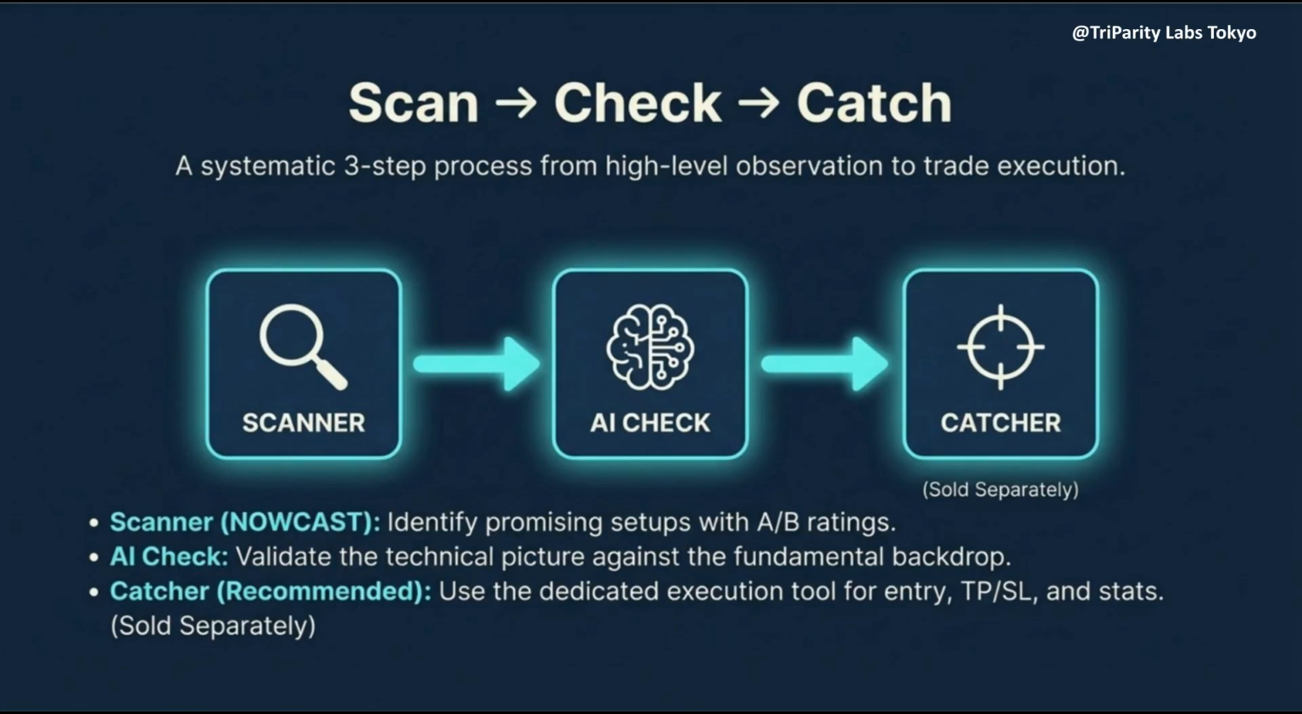First, you scan the market for those high-potential A or B candidates. Second, you check that setup with the quick AI context review to make sure you're not missing anything. And finally, you catch the trade, turning the setup into a structured entry with defined exits and risk management.